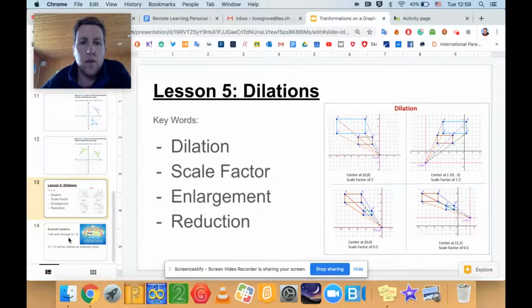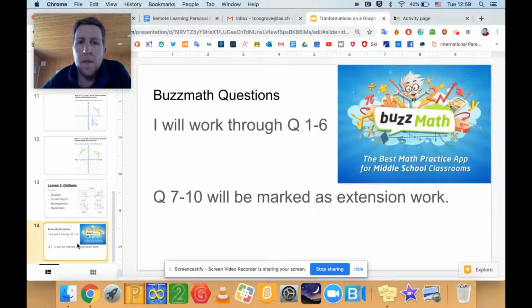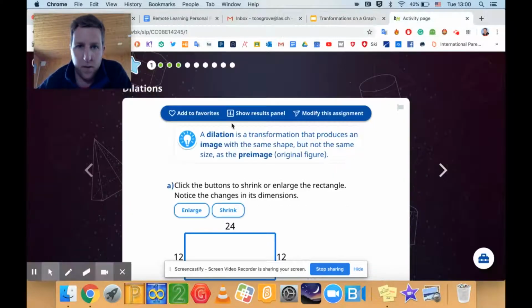So we're going to work through some Buzz Math questions. Most of the stuff in questions 1 to 6, that's what I definitely want you to do. Questions 7 to 10 are a little trickier, and I don't want to spend too much time on this video, so you're going to have to do those as extension if you want. But what I'm definitely looking for is questions 1 to 6. I'll share the link with you to this Buzz Math so that you have it open as you're working through. You can flip between the Edpuzzle and the Buzz Math.